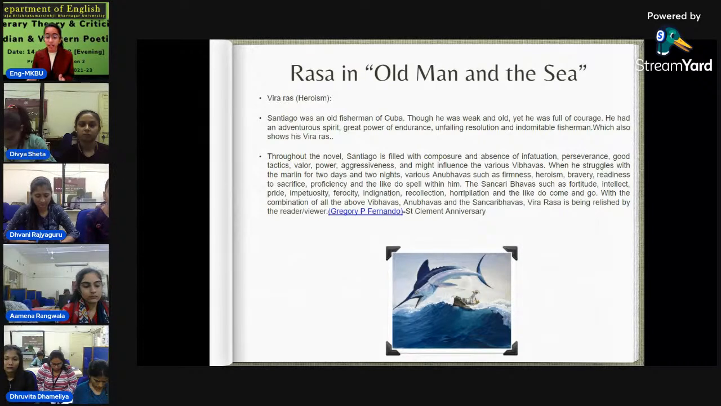Though he is weak and old, he is full of courage. This shows the Veer Ras in Santiago: he had an adventurous spirit, great power of endurance, unfailing resolution, an indomitable fisherman. So this shows Veer Ras.